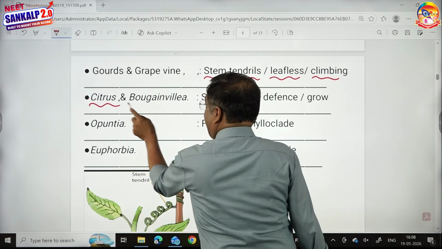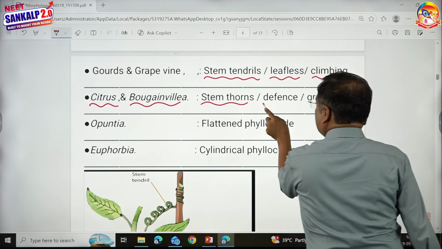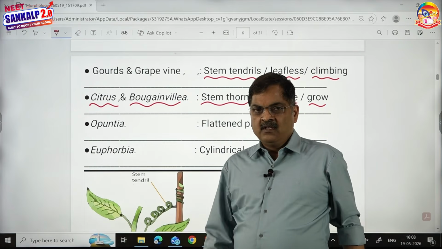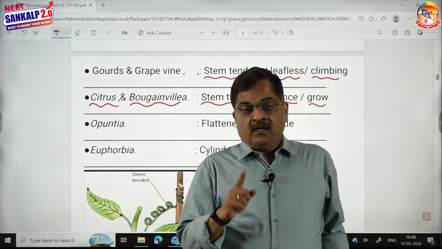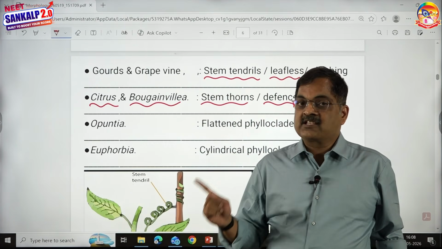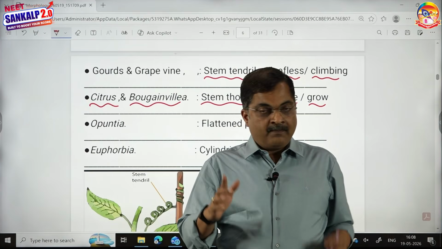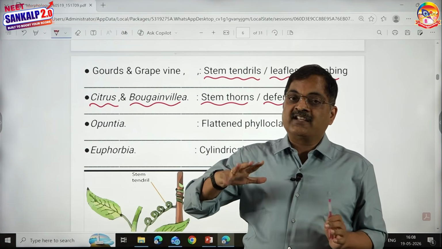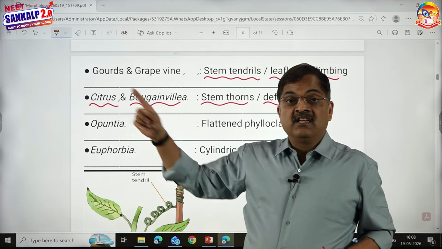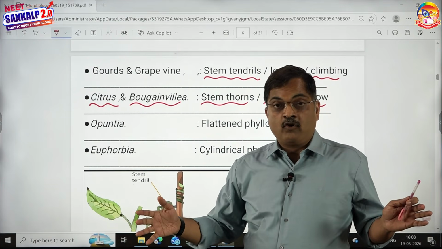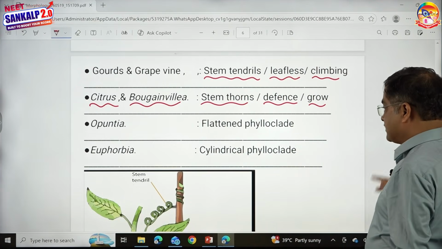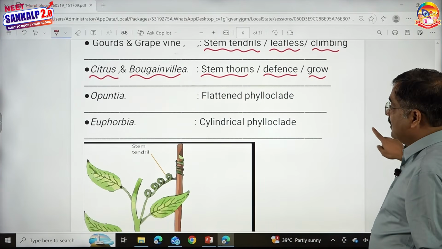Then citrus and bougainvillea contain stem thorns. They help in defense. Very tricky point, children: thorns are not meant to reduce water loss. Just like spines, thorns are pointed, but the main job of a thorn is protecting from herbivores. What are spines? Leaf modifications seen on Opuntia, seen on Euphorbia. They are meant to reduce water loss. Thorn's job is defense. All right.